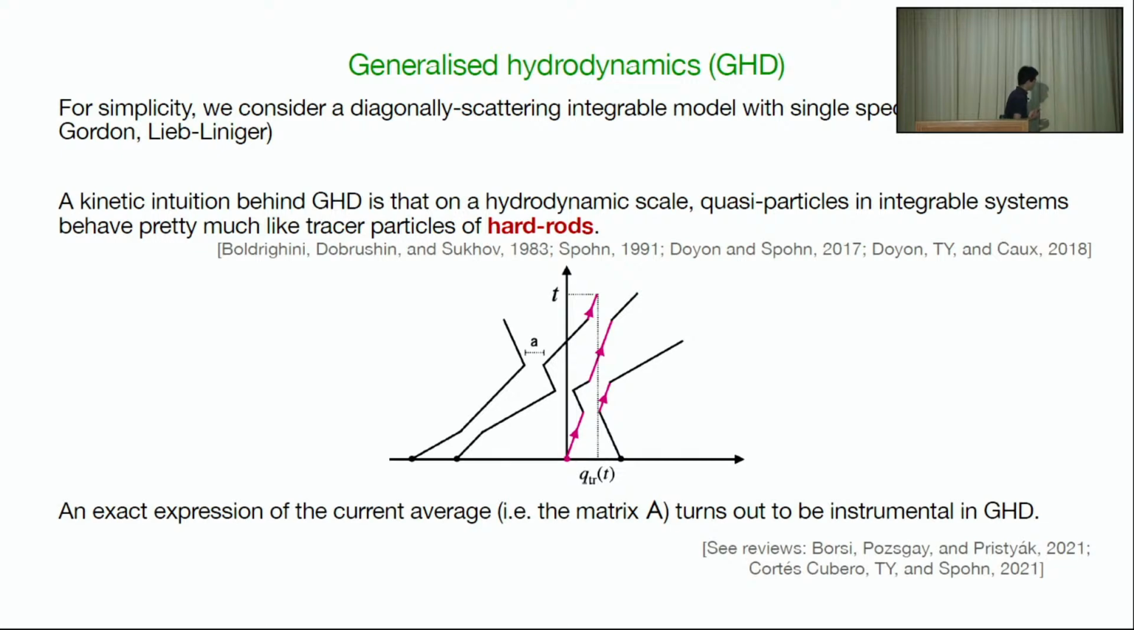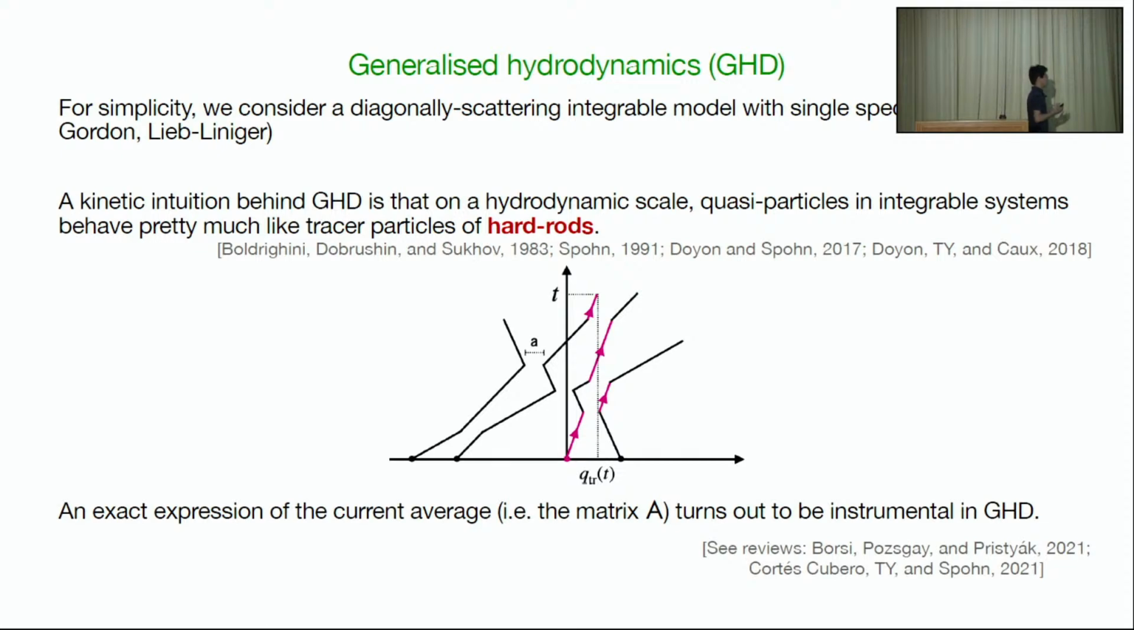This is a theory that we devised a while ago. A key intuition behind GHD, generalized hydrodynamics, is that on the large scale, on the hydrodynamic scale, all the integrable systems are going to behave in the same way. To be more precise, they're going to behave as if they were hard rods. That's the intuition you can get from working out hydrodynamics for integrable systems, and that is precisely why GHD is so universally applicable to many integrable systems. And hard rods are one of the simplest integrable systems.